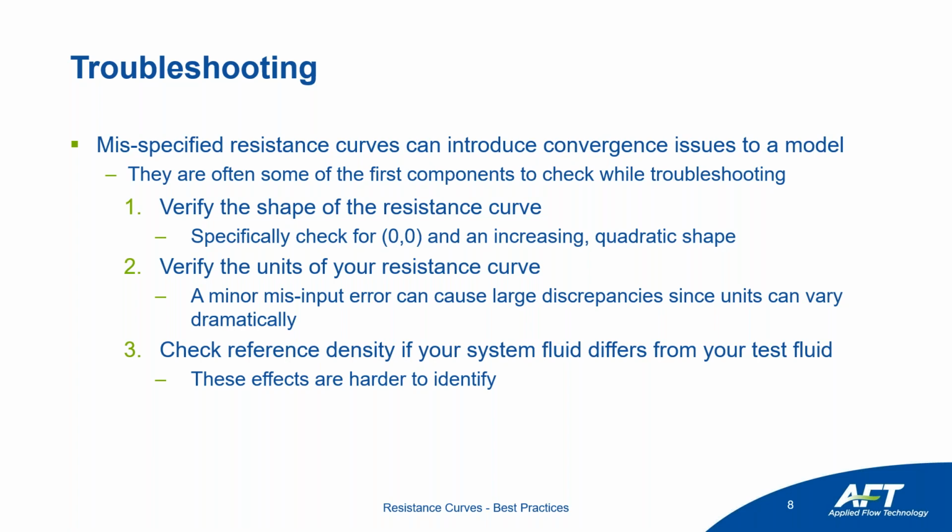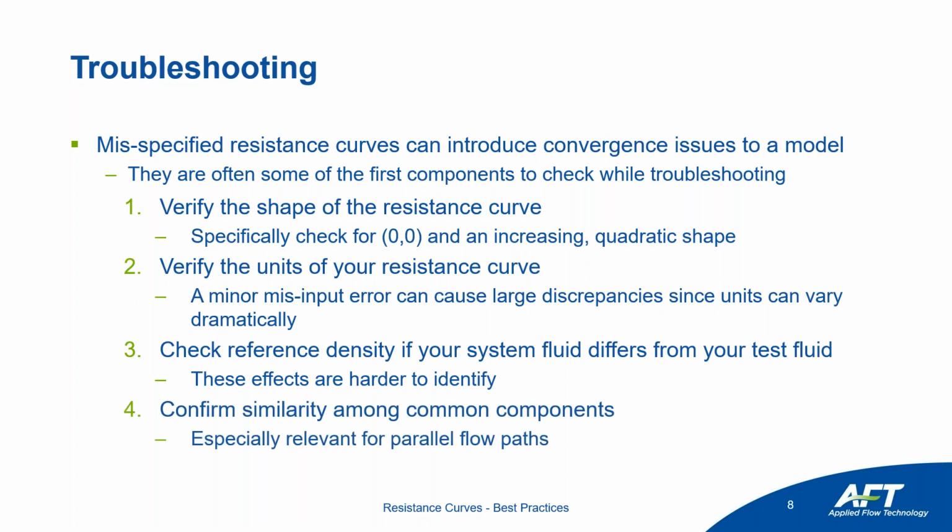So defining a curve in terms of pressure or in terms of mass flow rate can lead to uncertainty if the test data is different from the fluid data. So these effects are generally going to be harder to identify and harder to troubleshoot. But again, knowing that you've defined resistance curves into your model, this is an area that I would go and check, especially if you're running into convergence issues or results that are unclear or unexpected.